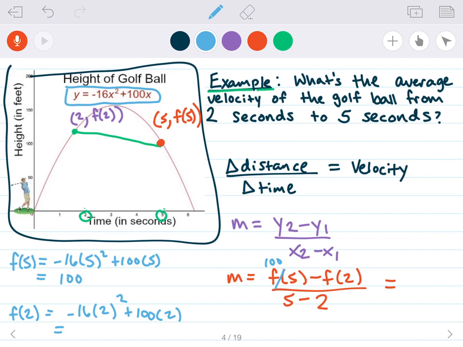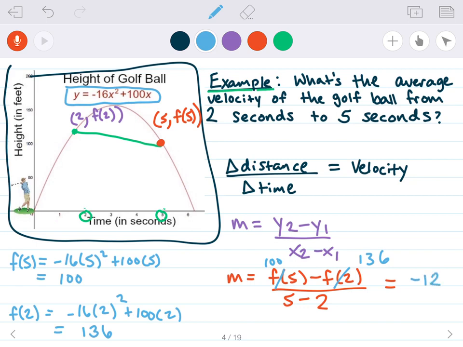Okay, so negative 16 times 4 plus 200. And that's going to give me 136. So that can go there. Then I just compute it. 100 minus 136 divided by 5 minus 2. And I get negative 12.